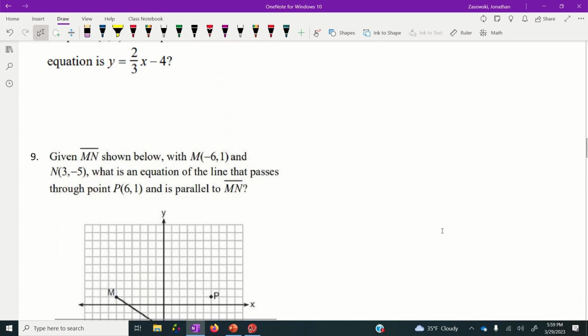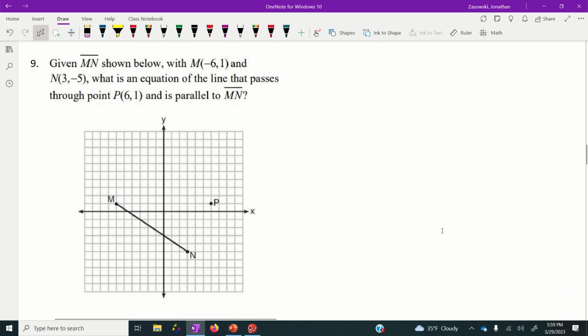All right, hopping on to number 9. Given line MN with points M and N shown, write an equation of the line that passes through the point P (-6, 1) and is parallel to MN. So two things. Number one, remember that if I want to write the equation of a line and it doesn't tell me the form, we're going to default to writing it in point slope form, okay? And even if it wants slope intercept, we're going to start here.